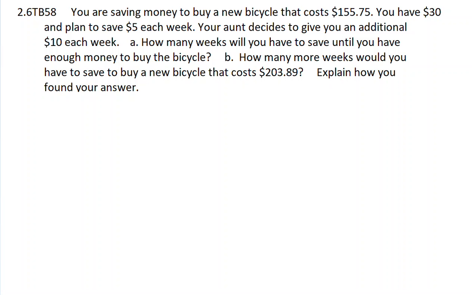You are saving money to buy a new bicycle that costs $155.75. You have $30 and you plan to save $5 each week. Your aunt, bless her heart, decides to give you an additional $10 per week. First question, how many weeks will you have to save until you have enough money to buy the bicycle?